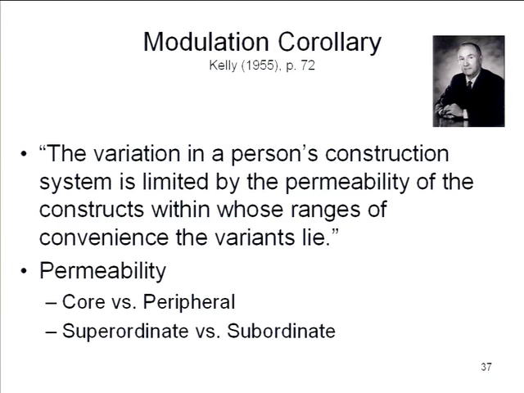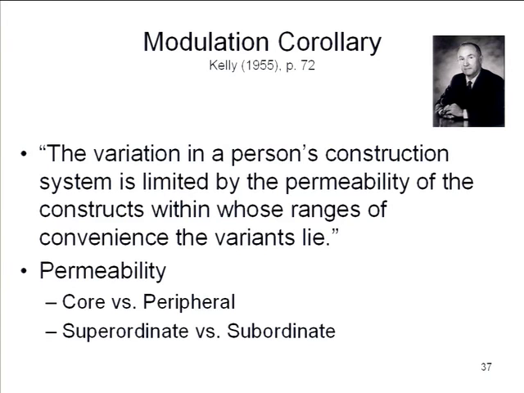Core constructs, not so permeable. They're core because you use them a lot, and you use them just that way a lot. Peripheral constructs, probably more permeable. Superordinate constructs, not so permeable. Hard to change. They're very abstract. Subordinate constructs, easier to change as a result of experience. So you're modulating your personal construct system. Some parts of your construct system are more amenable to this than others are.